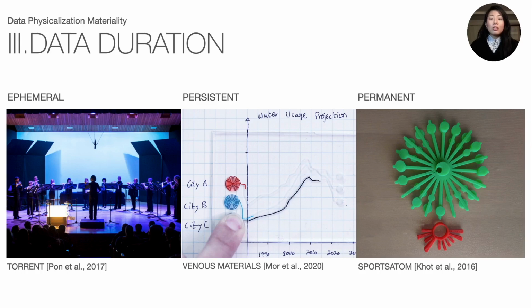The third and last dimension is data duration. Data duration influences whether individuals are able to interact with data anywhere at any time they desire, or whether it's only available in the moment, such as Torrent, whose data is ephemeral. In contrast, physicalizations whose data persist offer users some control over how long data is displayed. Venus uses microfluidics to represent a dynamic line chart. By directly pressing on a liquid chamber, the user can control the flow of liquid with their finger. Lastly, physicalizations that display their data permanently embed or integrate data into their physical structure, such as conventional 3D printed objects.